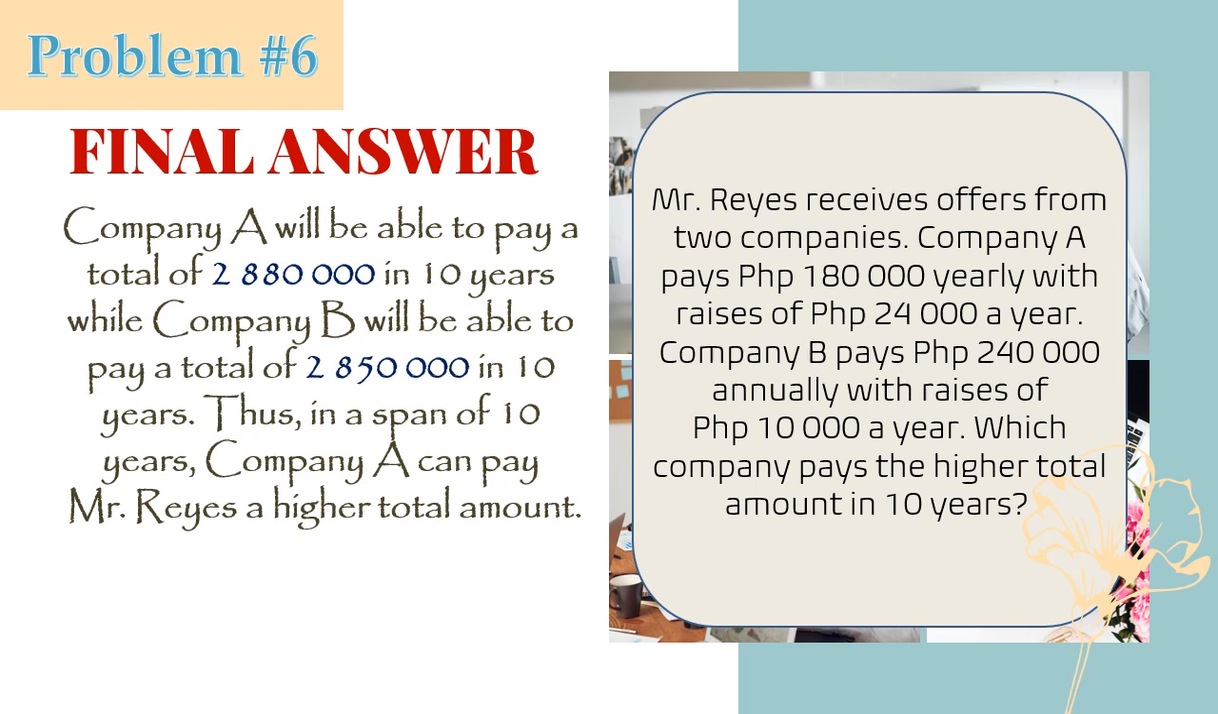For our final answer, you are supposed to write it in statement form. Company A will pay a total of 2,880,000 in 10 years, while company B will pay a total of 2,850,000 in 10 years. Thus, in a span of 10 years, company A can pay Mr. Reyes a higher total amount. You just compare which one is higher, and of course, 2,880,000 is higher than 2,850,000.